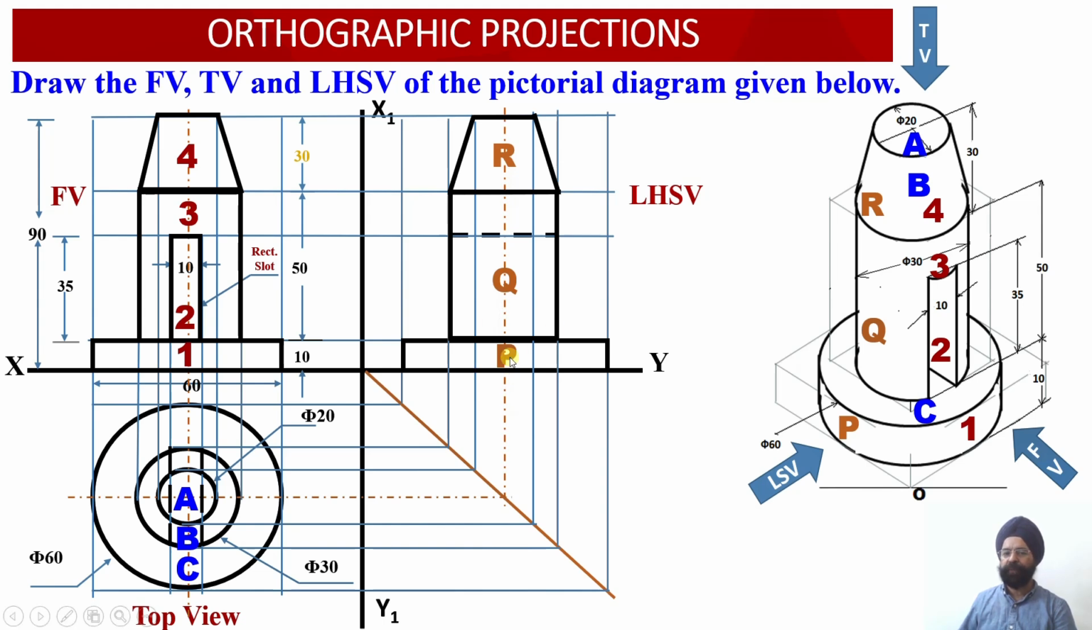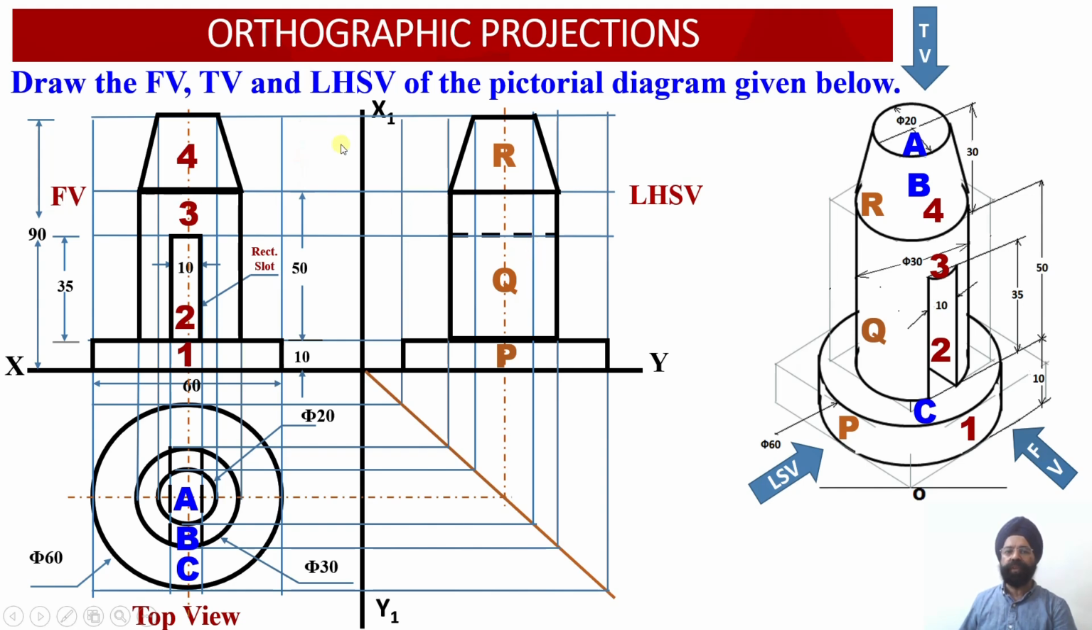So this is my surface P, apparent shape. This is my surface Q, again apparent shape. This is my surface R, this surface over here. This is again apparent shape. This way we have been able to obtain all the projections, that is the front view projection, top view projection and the side view projections of this solid.